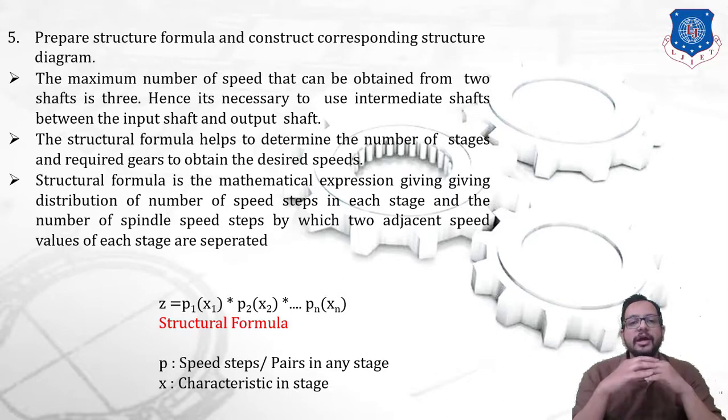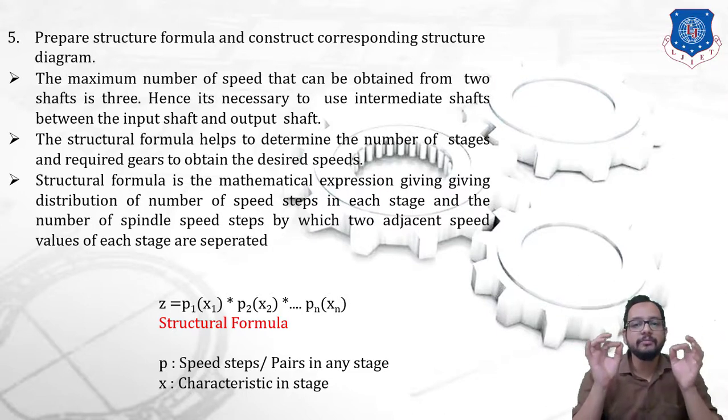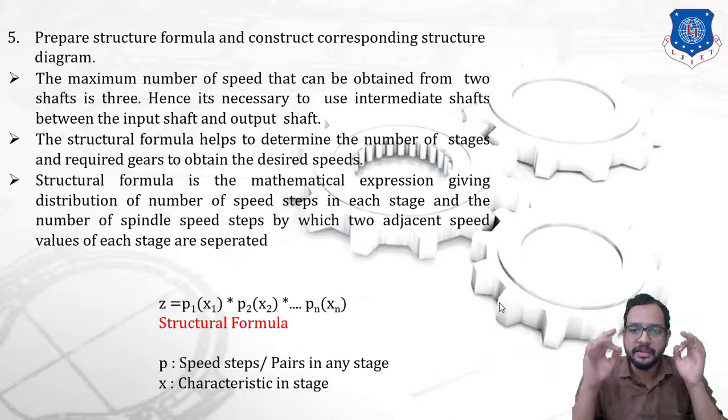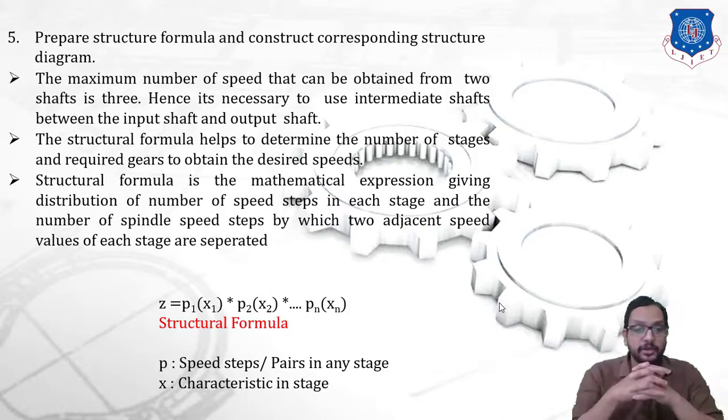The structural formula helps to determine the number of stages and required gears to obtain the desired speeds, which means by means of a structural formula we can determine the number of stages and how many gears are required to obtain the desired speeds. Structural formula is the mathematical expression giving a distribution of the number of speed steps in each stage, along with the number of spindle speed steps by which two adjacent speed values of each stage are separated. So these two things are indicated by structural formula.